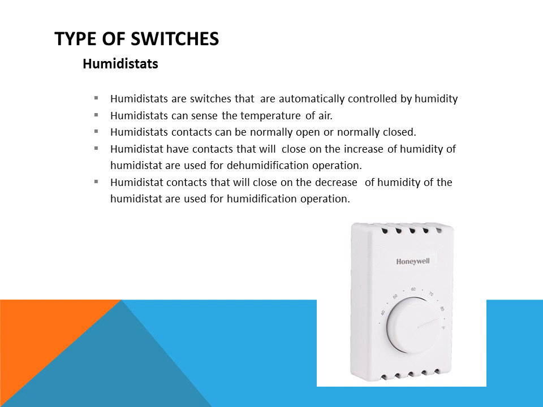A humidistat is a type of control that senses the humidity in a room to turn the humidifier on and off. It works very similar to a thermostat, but it will sense humidity only. It works by opening and closing the contacts through some type of hygroscopic material that will expand or contract based on the humidity.